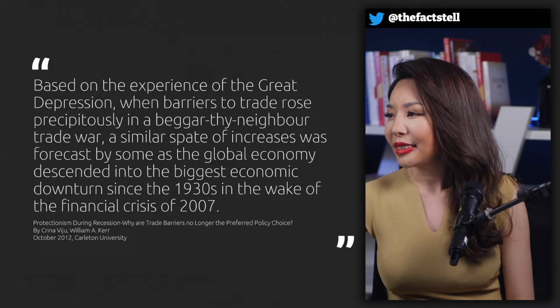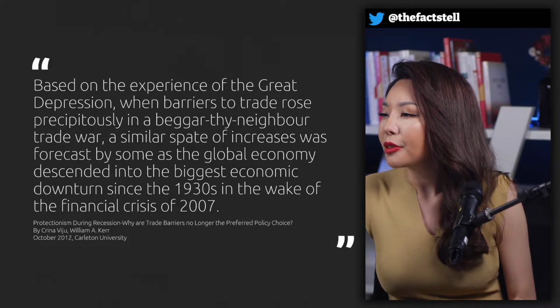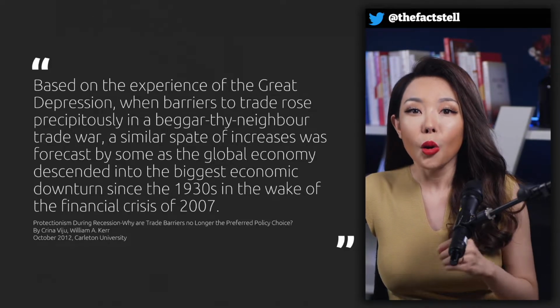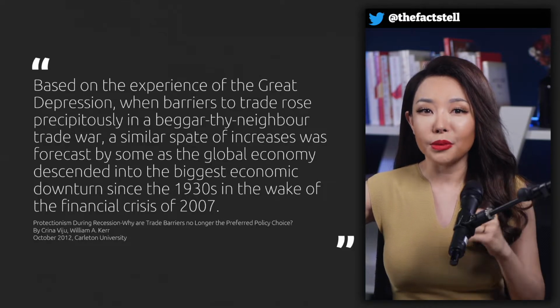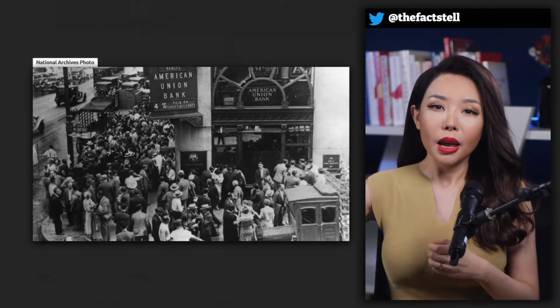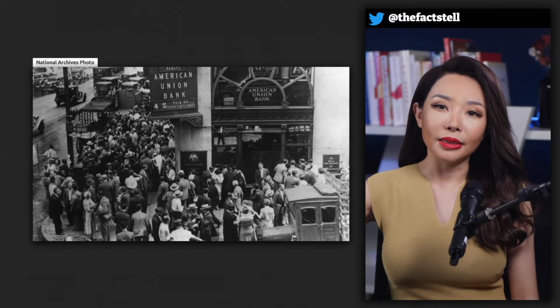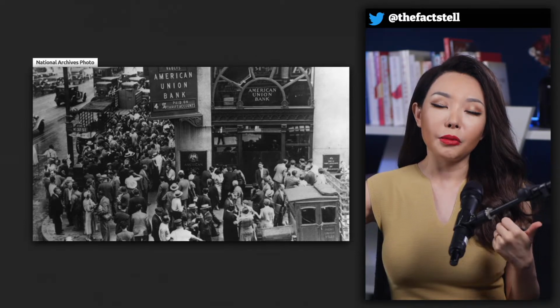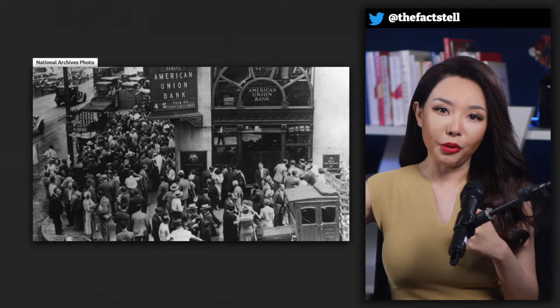Throughout history, it seems protectionism is always the first thing politicians think of when an economic contraction comes to a head. For example, during the Great Depression in the 1930s, many countries abandoned free trade policies in order to stimulate economic recovery and increase employment.